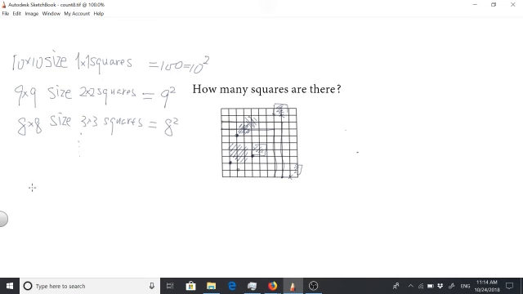And in the end, the last one is the size 10 by 10. And just as we expect, it becomes 1, which is 1 times 1. There will be 1 size 10 by 10 square, so 1 squared. So the answer to this problem is this sum: 1 squared plus 2 squared plus 3 squared plus 4 squared plus 5 squared, and so on.